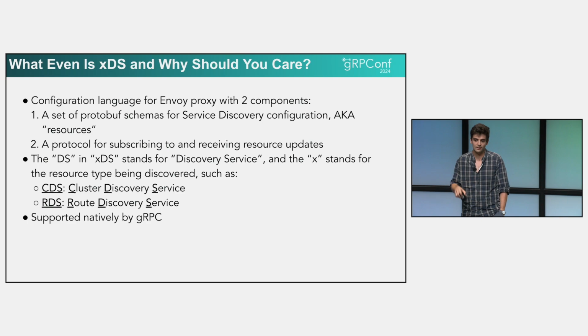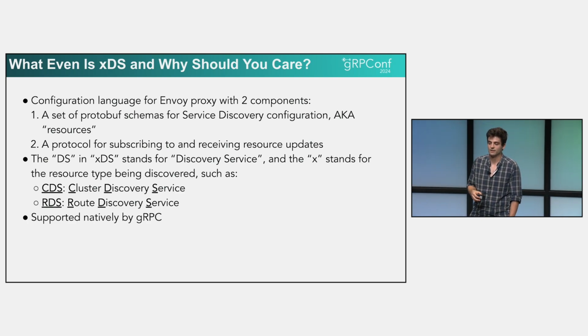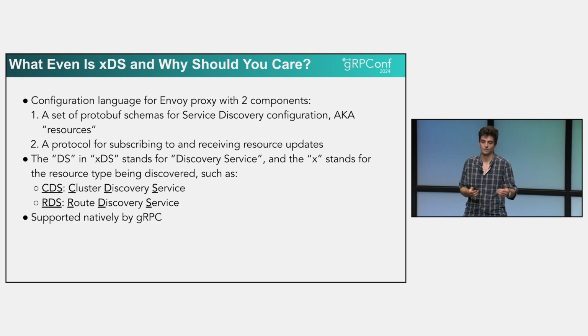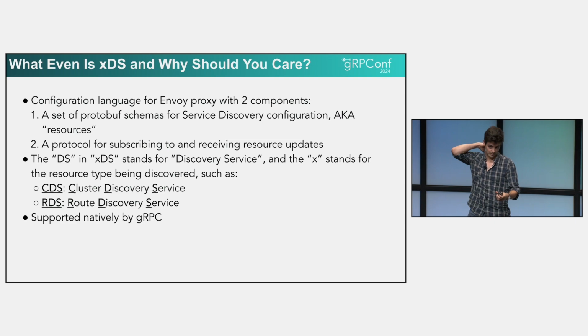It's supported natively by gRPC, and what I mean by that is that a gRPC client can directly talk to the xDS control plane and will behave exactly like Envoy, except without having to have that proxy in the middle. So you basically configure both Envoy and gRPC to just talk to the same xDS control plane.